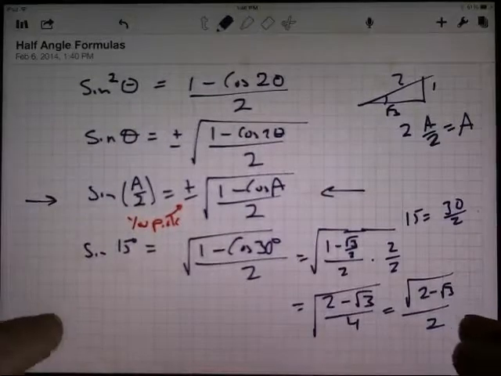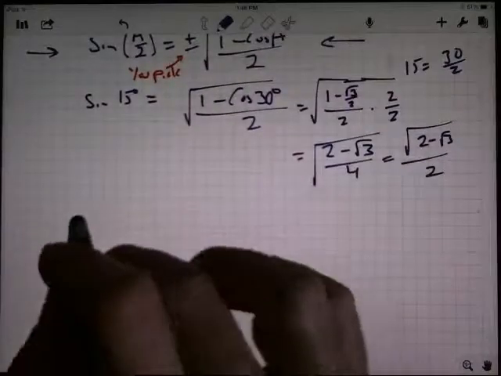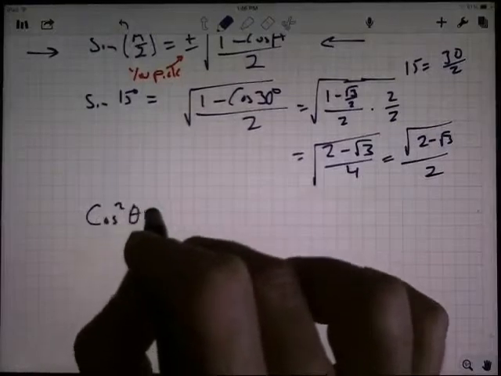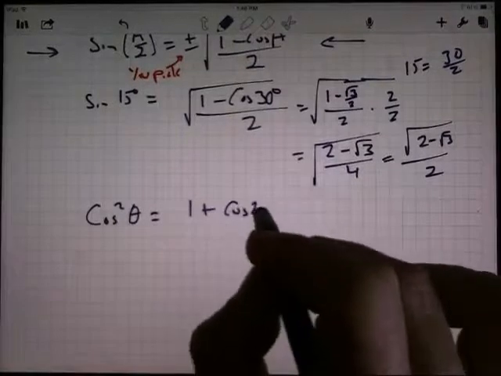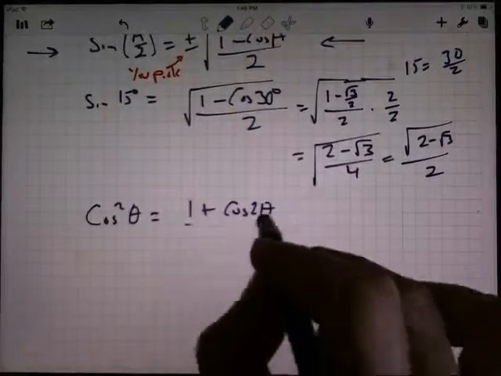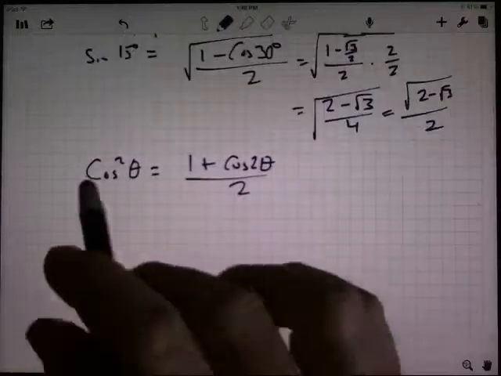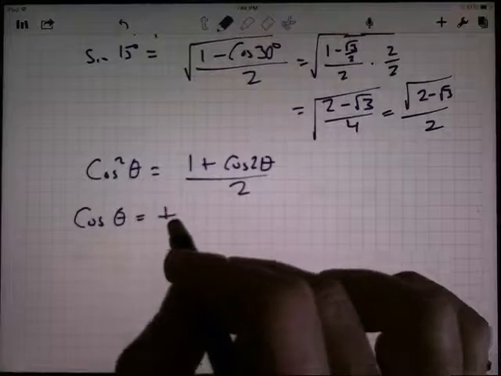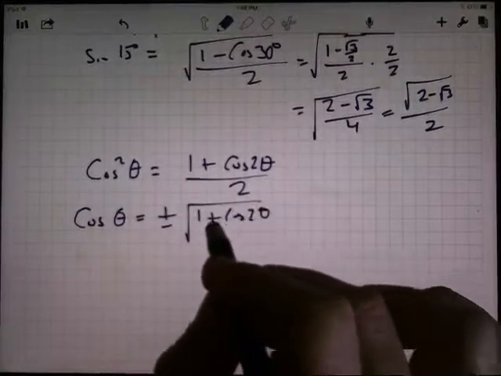All right, next I want to take a look at the half angle formula for the cosine. So I'm going to start with the power reducing formula for the cosine, namely cosine squared theta is equal to 1 plus the cosine of 2 theta over 2. And I'm going to do the same thing I did with the sine. I'm going to take the square root of both sides, say that the cosine of theta is plus or minus the square root of 1 plus the cosine of 2 theta over 2.